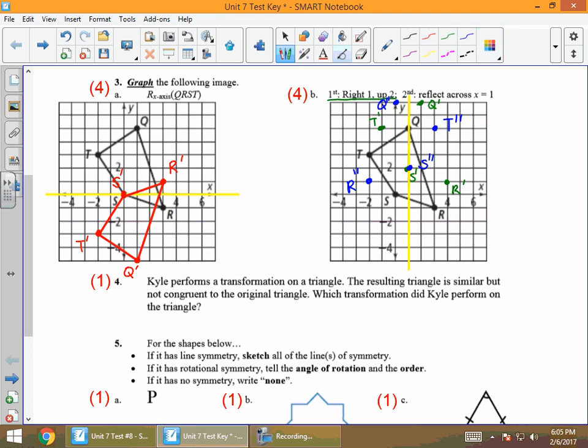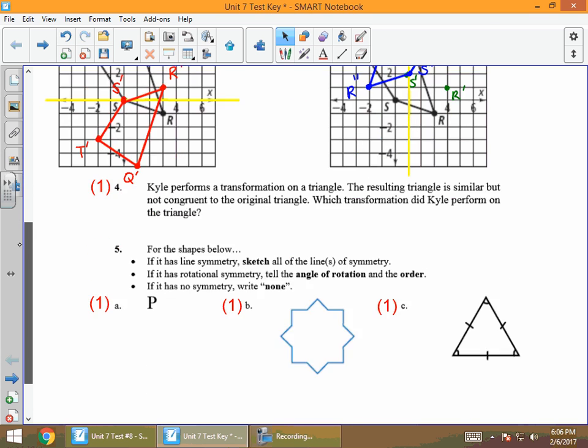So my final figure is in blue. You'll notice I didn't even connect my green one, because that was just my intermediate step. So it said first, go right 1 up 2, then second, reflect across the line x equals 1. Like I said, you got 2 points if I saw that you were doing the right 1 up 2, and then the reflection was the other part.